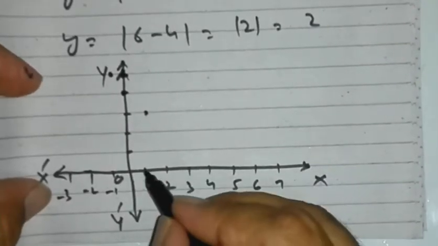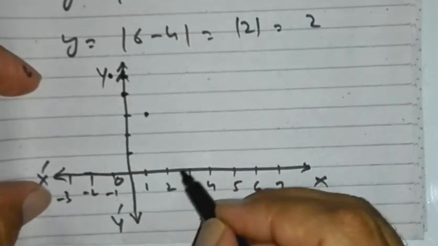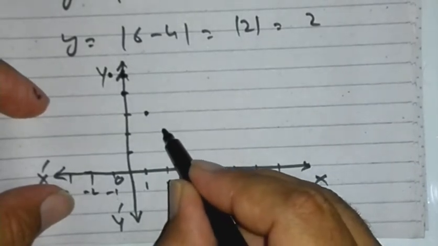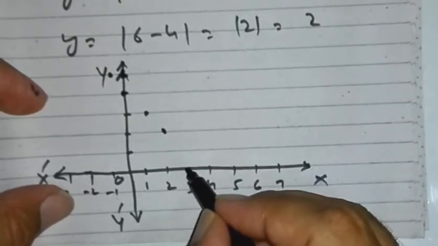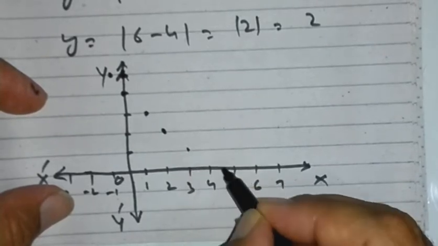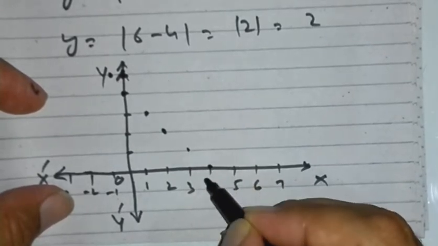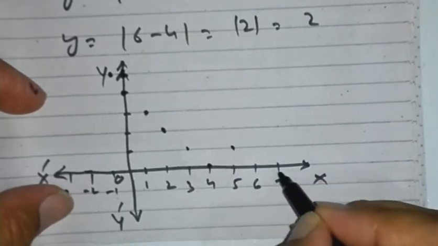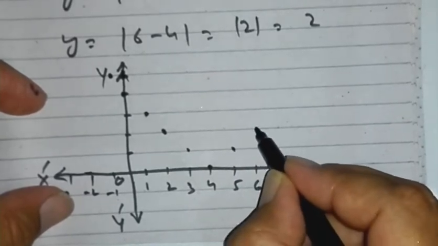Look at here, 1, 3. Next value is 2, 2. The next one is, the x value is 3, the y value is 1. The x value is 4, the y value is 0 in the table. The 5, it is again 1, and the 6, it is 2.